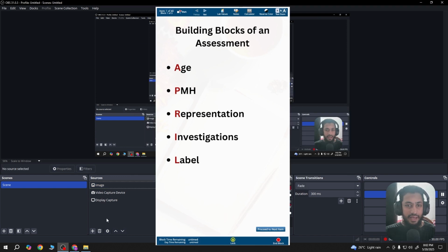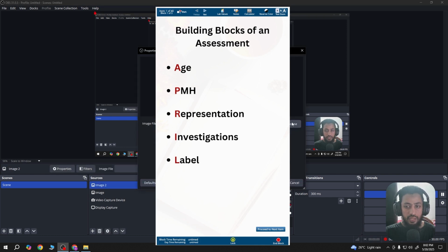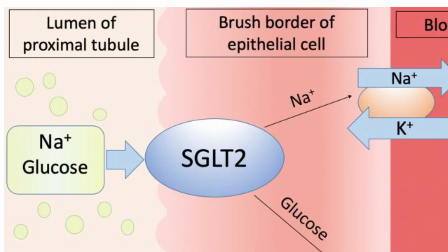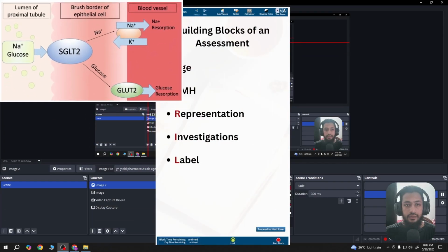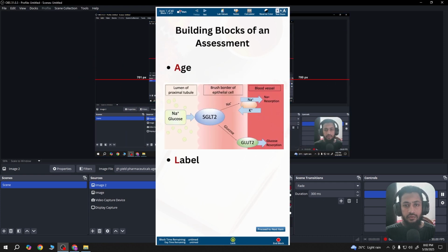If I want to add another image on top of this image, go to add and go to image again. This will be image 2. Press OK and browse a different image, then take this one and OK, and then resize like this. Then you can start your speech according to this subject, and after you finish you can simply stop the recording.